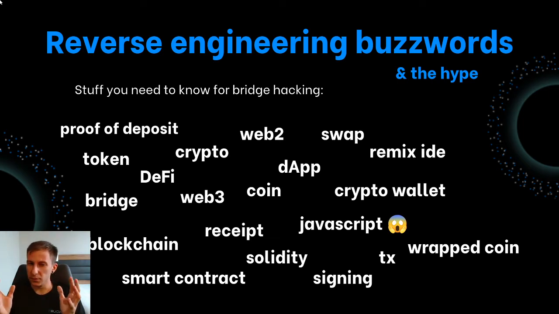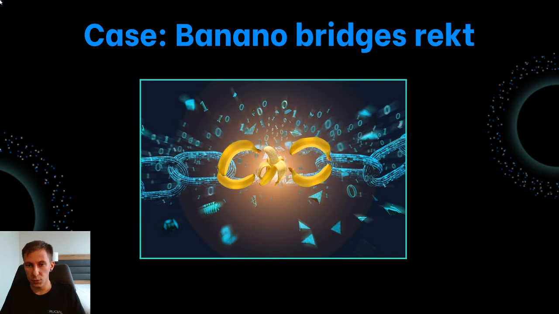And you can start already thinking about issues, what can go wrong, for example, in a case where you have not just two blockchains participating which are connected by one bridge, but multiple of them. What can go wrong? Well, let's move on to our first case, which is the Banano bridges wrecked.